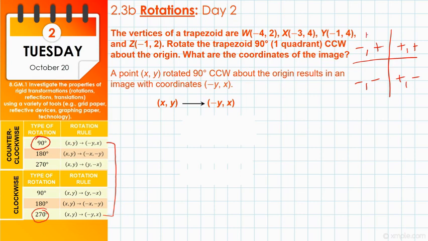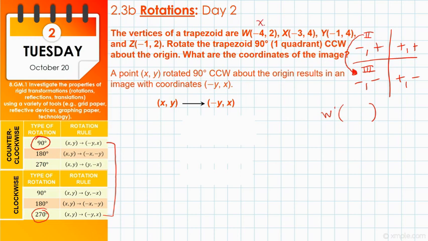If we start in quadrant 2 and we go 90 degrees counterclockwise, we're going from quadrant 2 to quadrant 3. If we do a 90-degree rotation counterclockwise, 2 to 3, my X and Y values switch, and I should have both negative points. So again, we'll start with W and look at W prime.